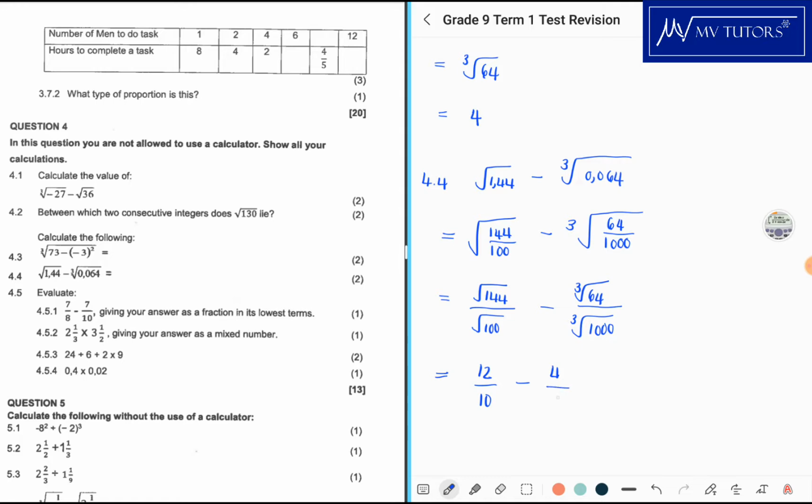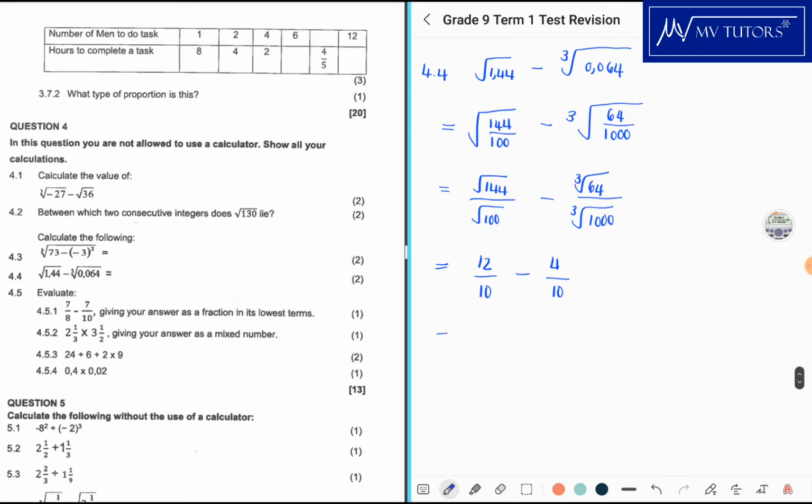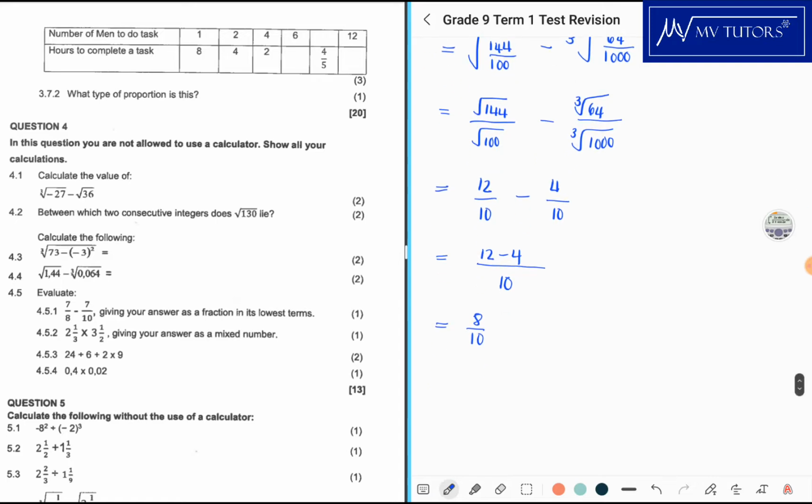The cubed root of 1,000 is 10. So now we have a fraction and we are going to subtract fractions. The nice thing is our base is the same, so the calculation is pretty much straightforward. 12 minus 4 is 8, and then we have 8 over 10.